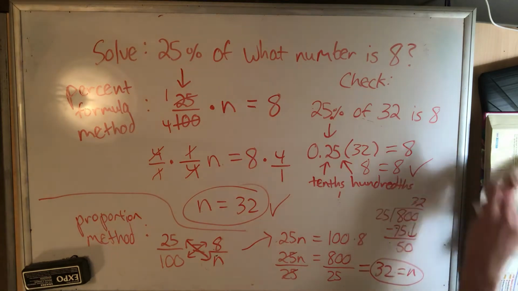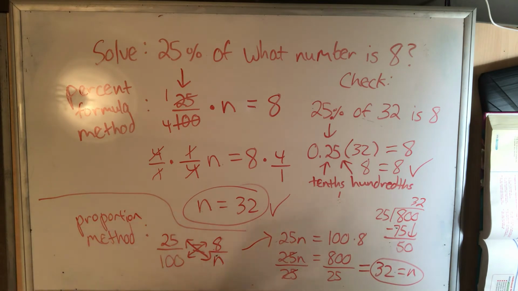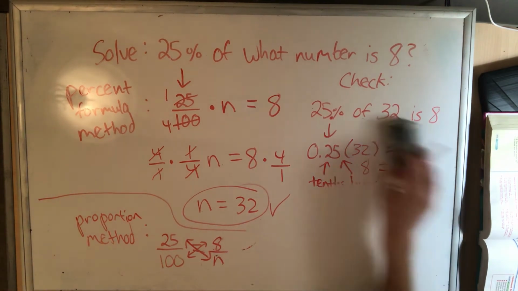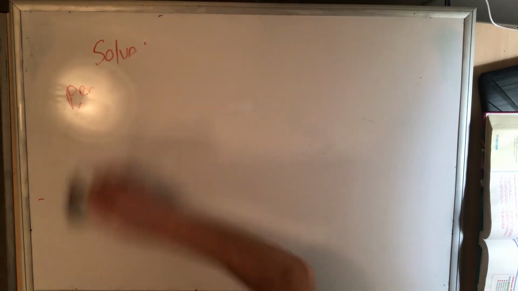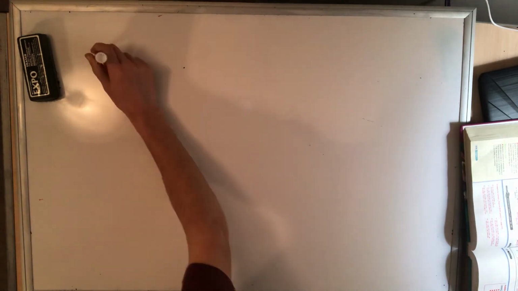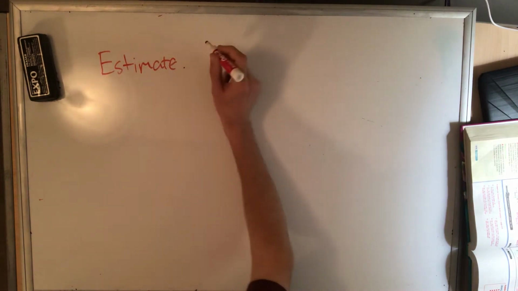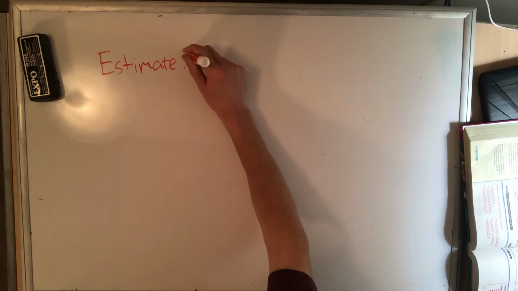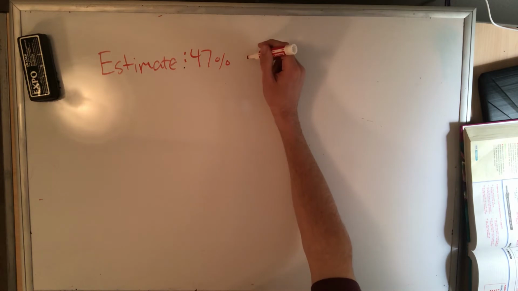Now let's review section 7.7, estimate with percents. Use compatible numbers to estimate with percents. Let's estimate 47% of 1,802.